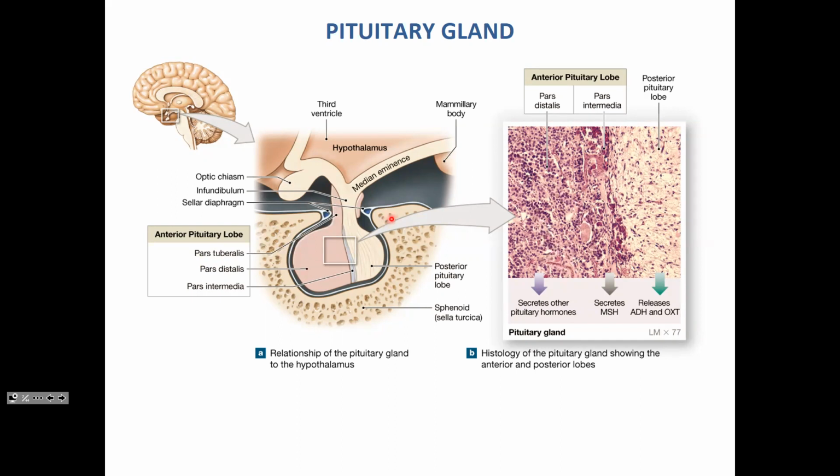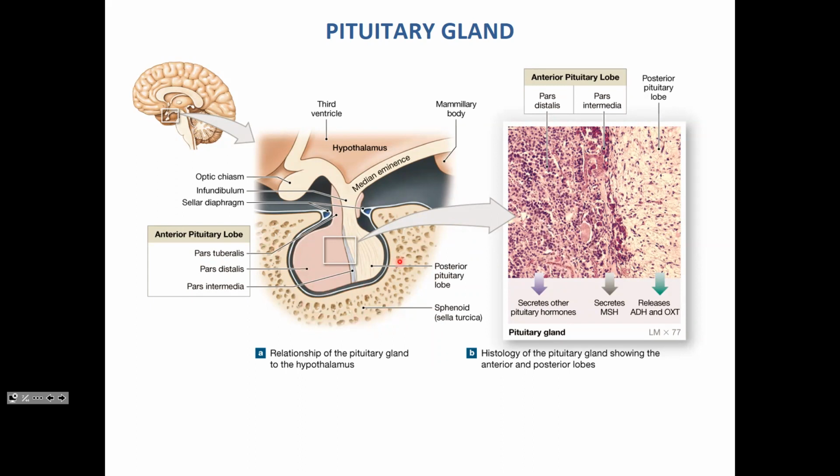We see that the pituitary gland is situated in this bony cavity. It's called the sella turcica. This translates into Turkish saddle for some reason. I don't know why, but that's what it's called. And it's in the sphenoid bone. This helps protect that pituitary gland.